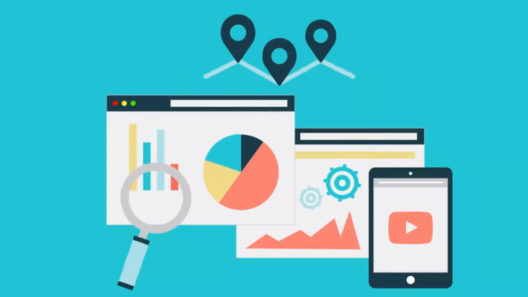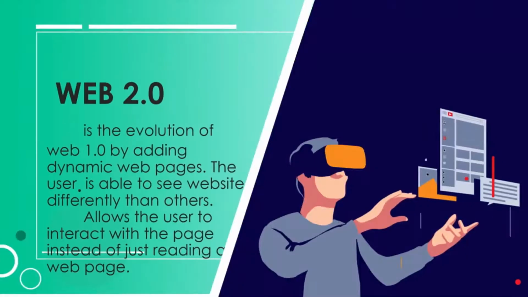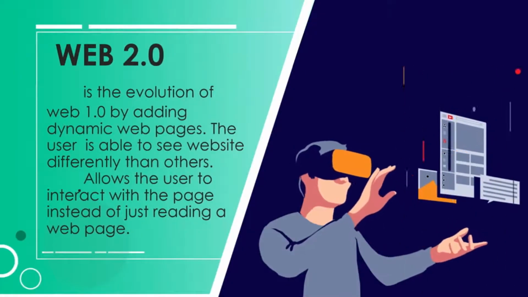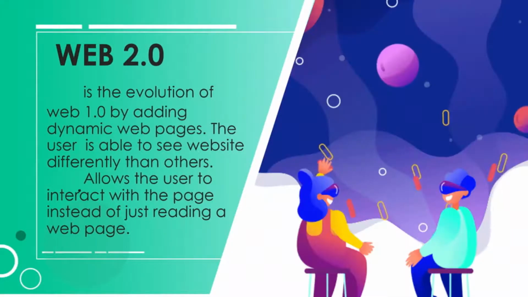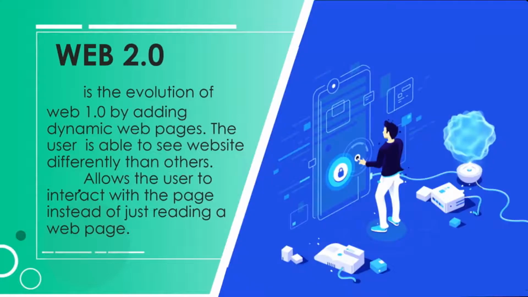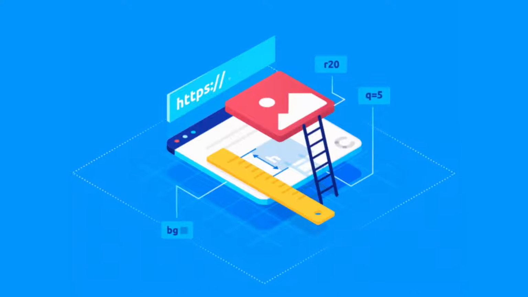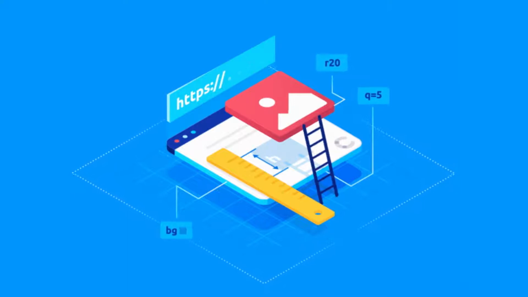However, of course, as technology transforms, here comes the Web 2.0. What is Web 2.0? It's the evolution of Web 1.0 by adding dynamic pages. The user is able to see the website differently than others. It allows the user to interact with the page instead of just reading the web page. So ganun kaganda yung ating Web 2.0. Para mas maintindihan pa natin, tignan natin yung comparison ng dalawa.